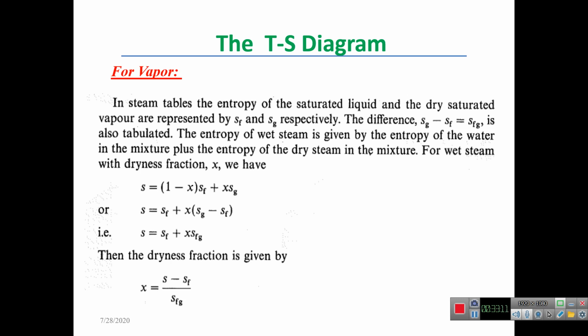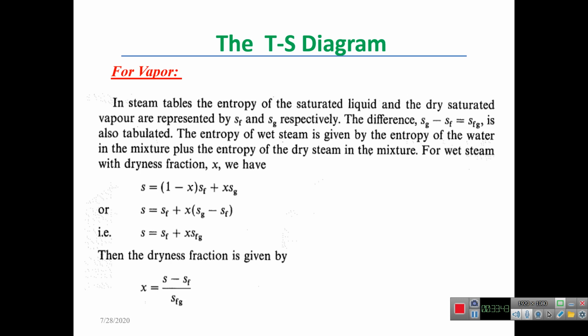Now this is true for all the other properties. For internal energy, we write it UF and UG. UF is the internal energy for saturated liquid, UG is the internal energy for saturated vapor, and also we talk about HF and HG. HF is the saturated liquid enthalpy, and HG is the saturated vapor enthalpy. Also we can say the same thing for specific volume, VG and VF.